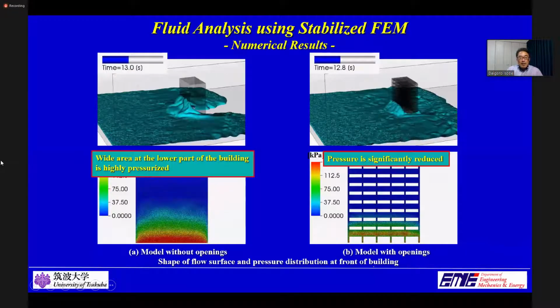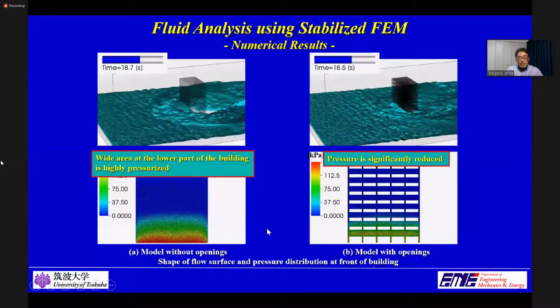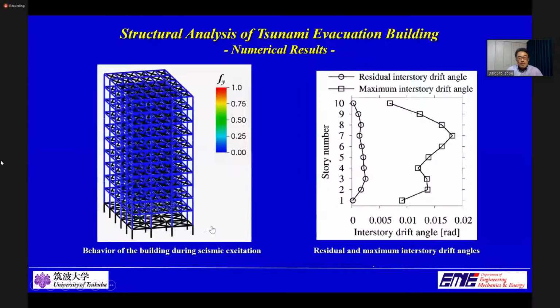Next, the behavior of the building during seismic excitation is analyzed by using the YesIGot code. As you can see, comparatively large sectional forces appear in the building as it deforms largely at the first peak of the input wave and at the second.